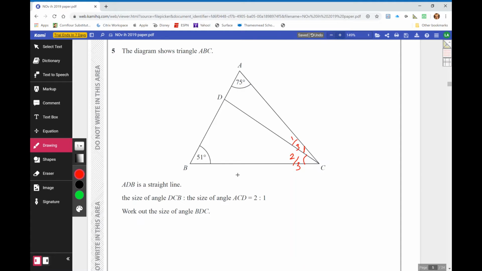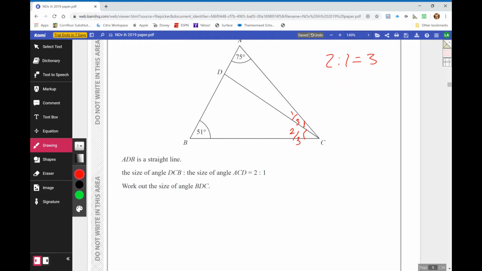Think about this as, because it's ratio 2 to 1, so there are 3 parts altogether. So you're splitting the angle, this big angle, if you add the angles together, it will be 3 parts, and that takes up 2 of those parts, and that takes up 1. So 2/3 and 1/3. So that's the first thing to note on this.